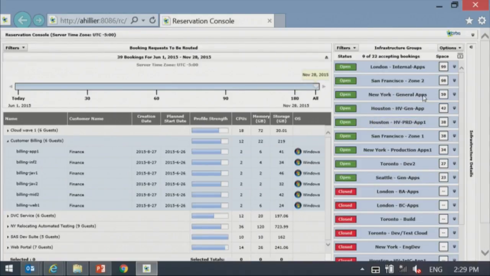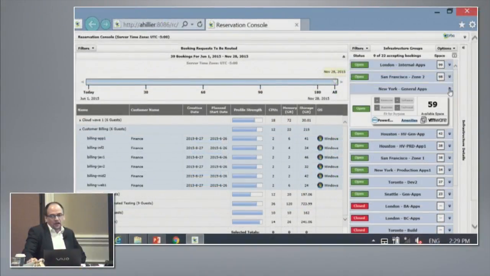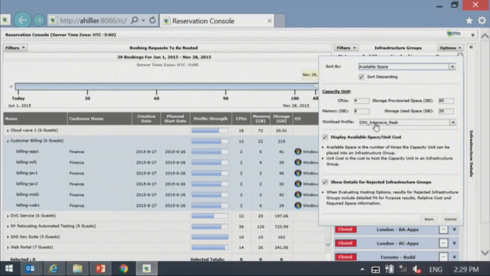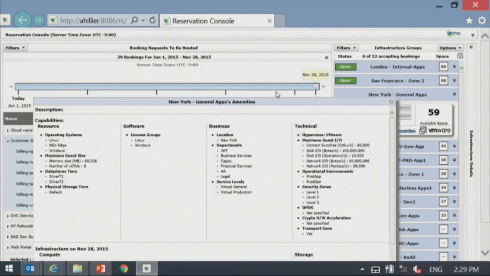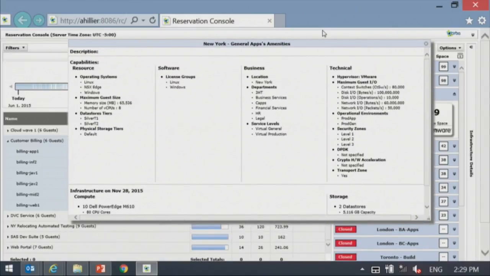So I've got New York General Apps, that's one of the ones I was showing, and I can see what it is. It's based on Dell PowerEdge gear. It's got space for 59 more certain size VMs. So now we're looking at it in terms of demand. I've got so many hotel rooms left in this environment, and we can say what a hotel room size is. And it's got certain amenities. So this is where we're saying now, it's like a hotel. Again, does it have a pool? Does it have a business center? Does it allow dogs?